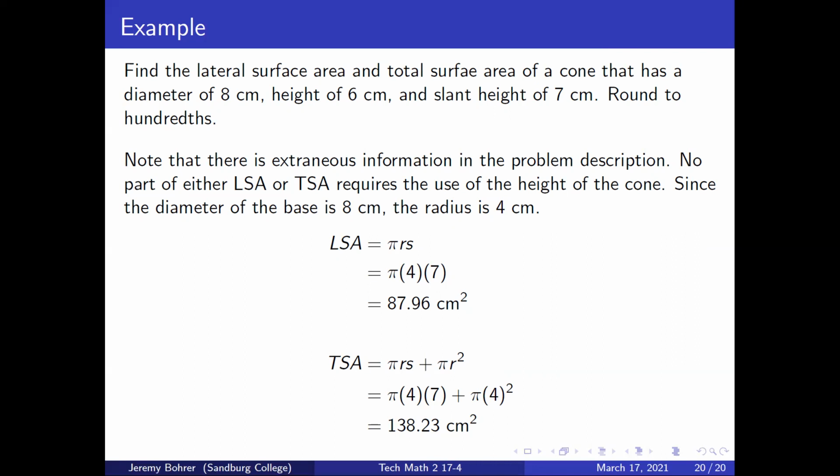So LSA is equal to pi rs, which is pi times 4 times 7, or 87.96 square centimeters. TSA equals pi rs plus pi r squared, which is pi times 4 times 7 plus pi times 4 squared, which is 138.23 square centimeters.